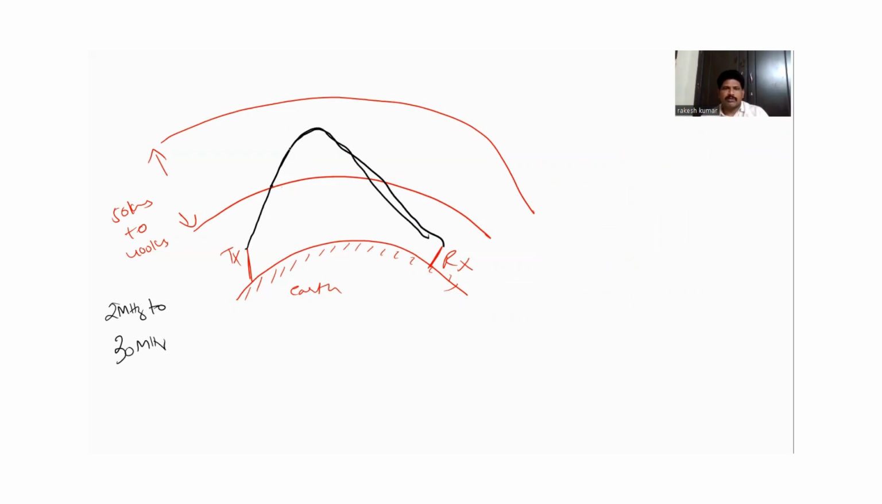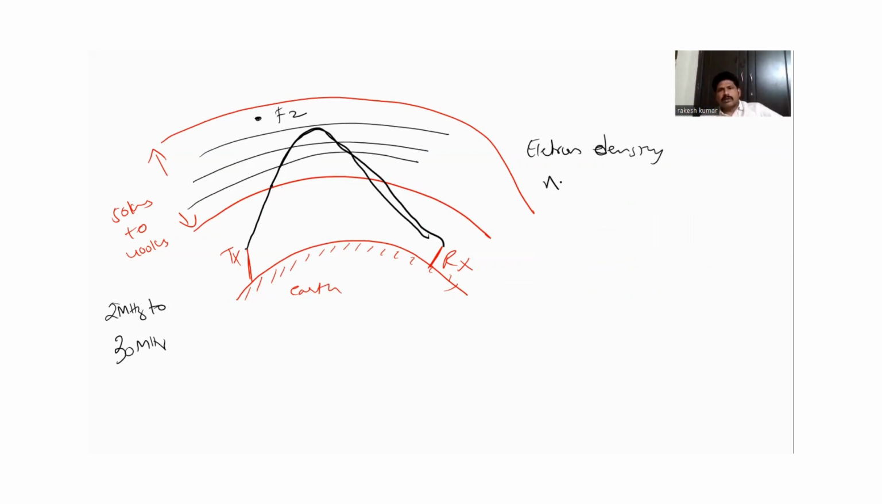What is going to happen in this ionosphere? We know that there are different layers in the ionosphere. Which layer is most highly concentrated? The F2 layer. Coming to the electron density, the number of electrons present in F2 is greater than in F1, which is greater than in E, which is greater than in D layer. The number of electrons per cubic meter is very less in D layer when compared to F layer.